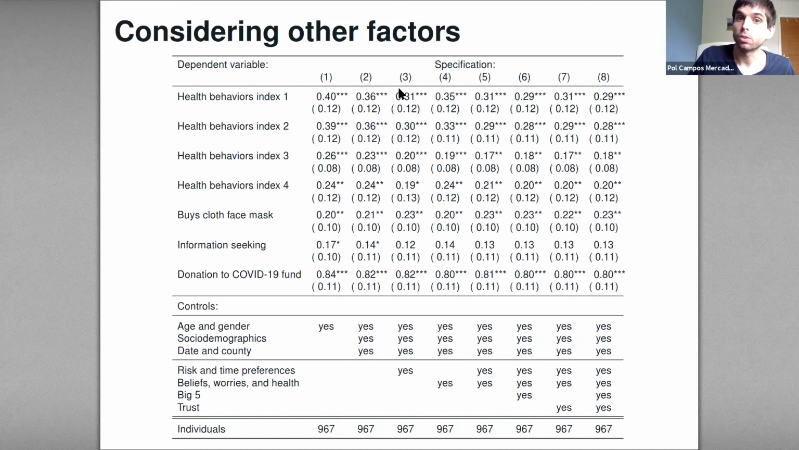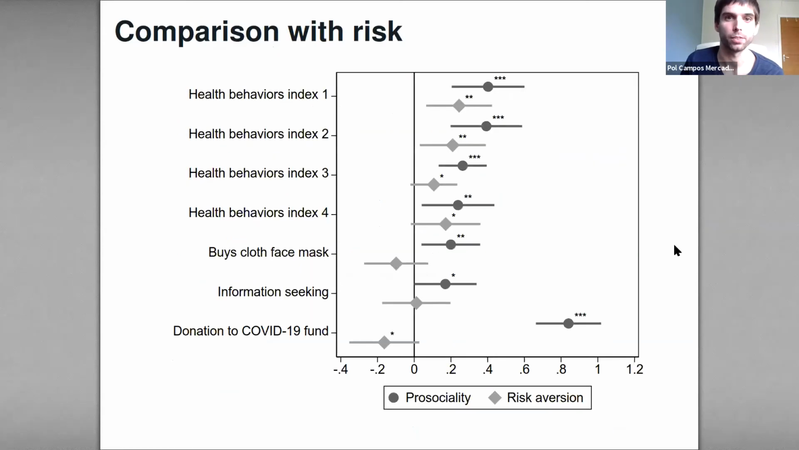Here, what I'm showing you is other specifications where we basically include every single control that we can think of, okay? So we include sociodemographics, data and county fixed effects, risk and time preferences, beliefs, worries and health, Big 5, and trust. And even if we control for pretty much everything, we still find very strong correlations between people's behaviors and their pro-sociality, their social preferences. All right.